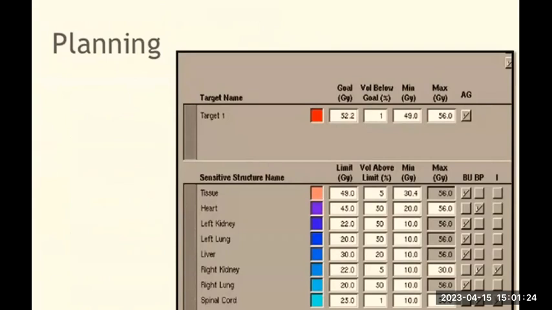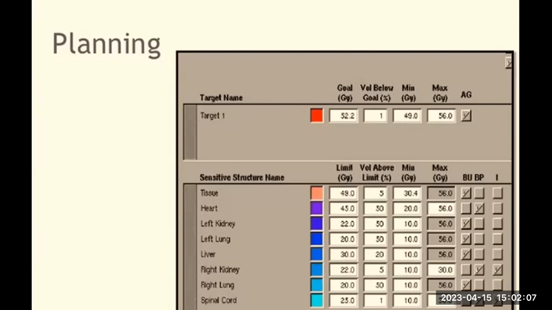Then there are the sensitive structure names. Everything is mentioned: tissue, heart, kidney, lung, liver, right kidney, right lung, and spinal cord. All the organs and their tissues which can accept the radiation, the gray level is given. So that is limited. You can easily find that the normal tissues can handle 49, while the lowest is taken by the right lung and the left lung. They can have only a limited gray level. So this is just an understanding of how the planning is being done.